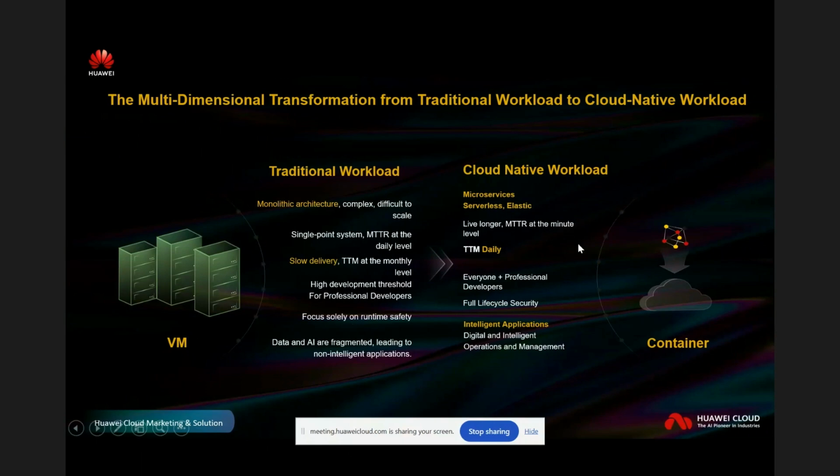In terms of the containers, we have some other practices that we will see next week, that is microservices, serverless at the edge, let's say elastic technologies. Okay, the technologies live longer. We can provide the O&M at the minute level. The time to market is daily. We can provide several updates on a daily basis. Okay, everyone can have the capability to operate this, as I will show you in a moment.